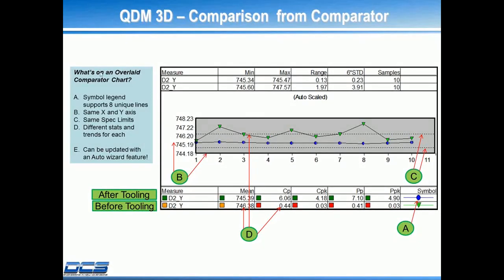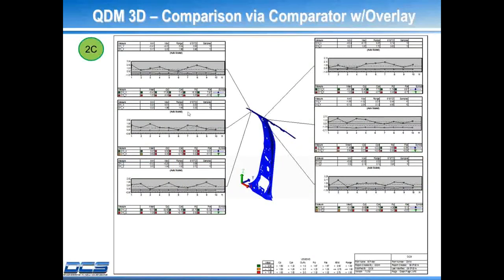I wanted to briefly show what's on an overlay comparator chart. We have the symbol legend that we just touched on. We've got a common same X and Y axis for all the data sets that are pictured. We also have the same spec limits, seen here as the dotted lines. And we have different stats and trends for each. Here we have the statistics on the rows beneath the trend area, and it can be updated with the auto wizard style feature that we're about to go over. Here is a page excerpt from a report where these six features are measured, and they're on the comparator chart. They're overlaid with each other.